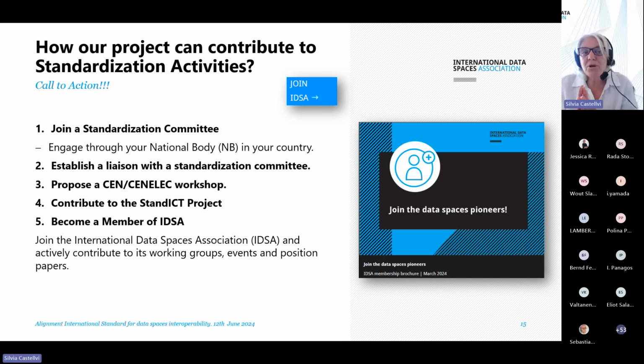But if you are a project, you can also join standardization committees, or you can establish a liaison with standardization committees. You can propose a CENELEC workshop or contribute to the STAND-ICT project. The Commission is funding several standardization projects. You can look at a short list, or also again as a project you can become a member through a company or organization on the project and contribute to the working groups, events, and position papers, okay?